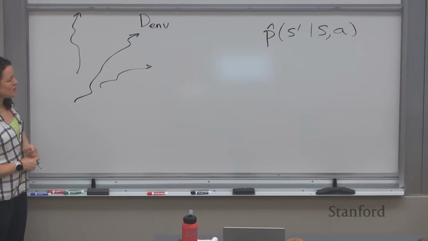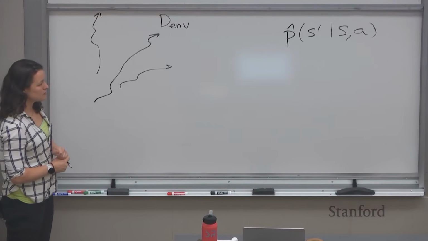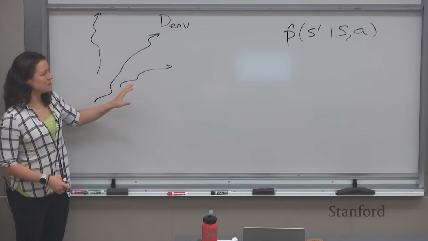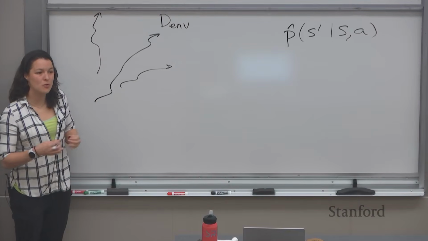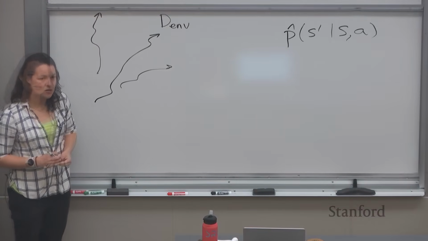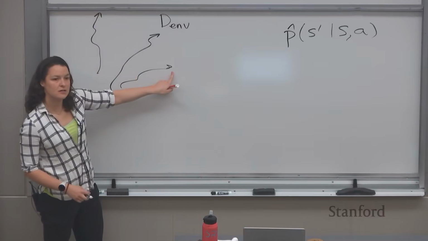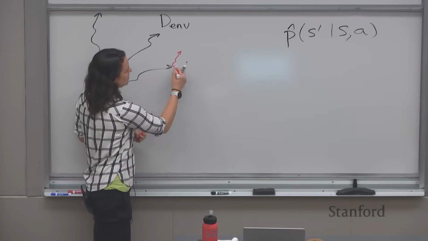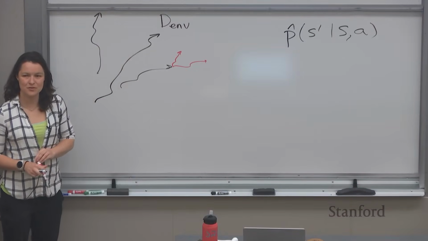Does anyone have thoughts on ways in which we might want to use our learned model to augment this data set right here? Like procedurally, what would we do to try to generate synthetic data? Yeah, so the thought there was that you could take the last state and then generate more from there. So you could add on to the last state here. So that's one thing you could do. Other thoughts on things you could do?